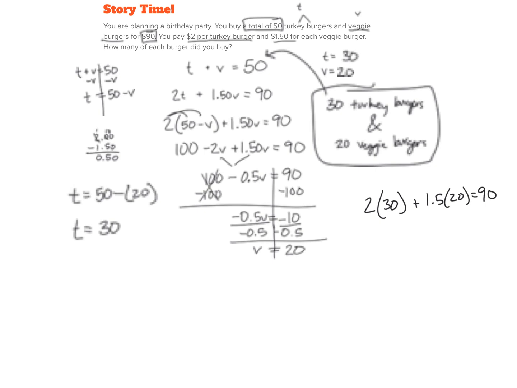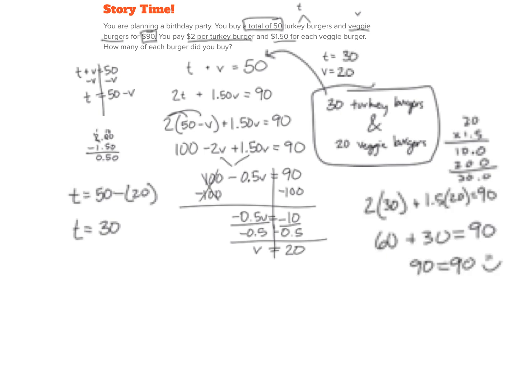Okay. 2 times 30 is 60. 1.5 times 20. That is 0, and that's 10. Oop, that's not where it goes. It goes right here. 0, 0, 2, that is 30. Is it true 60 plus 30 is 90? You bet. So there we go. Our answer is 30 turkey burgers and 20 veggie burgers.